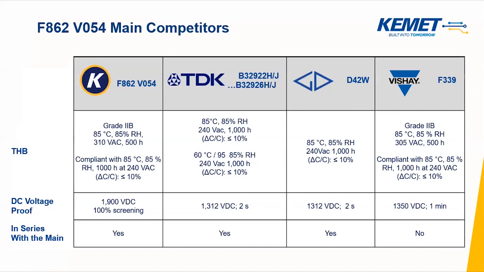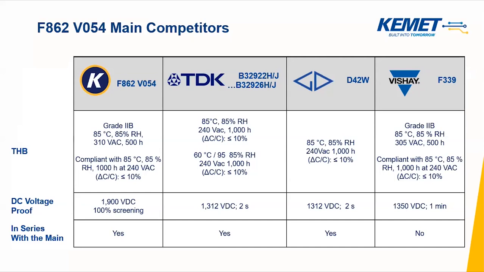In terms of THB performance, our product is grade 2B, which is 85/85 at rated voltage, 500 hours. Also similar to Vishay, which is also grade 2B, 85/85 relative humidity at 500 hours. And if you see the TDK part and GD part, you can easily notice that TDK part and GD part is not THB grade 2B because the rated voltage here is not 310 volts, but rather only 240 volts AC.